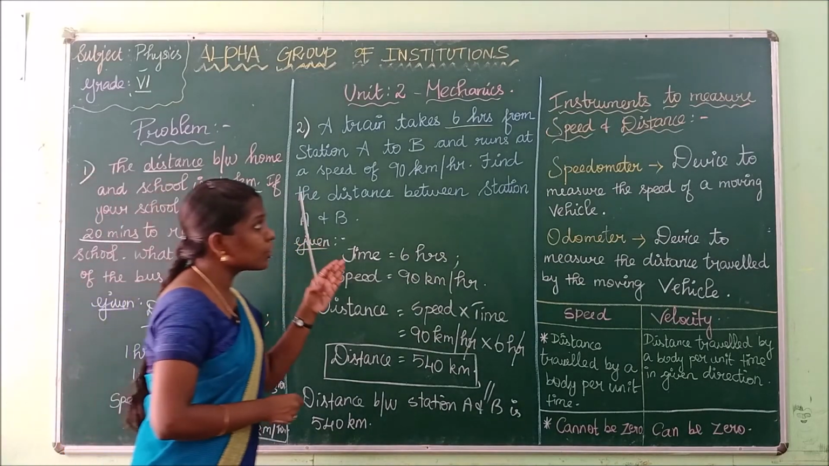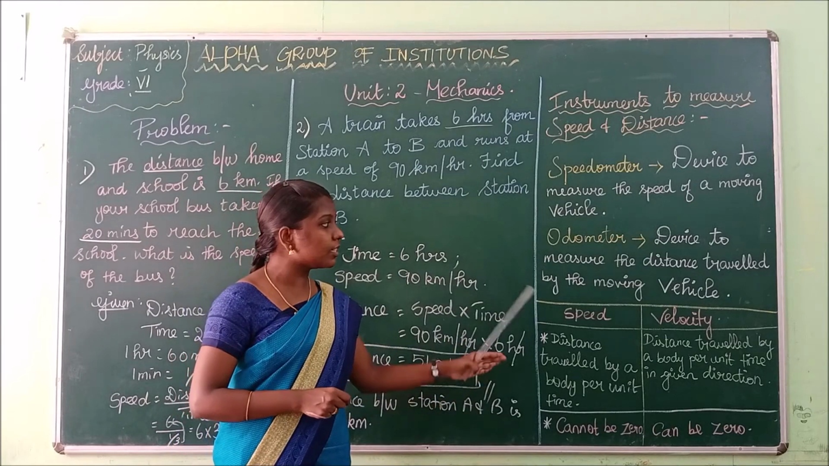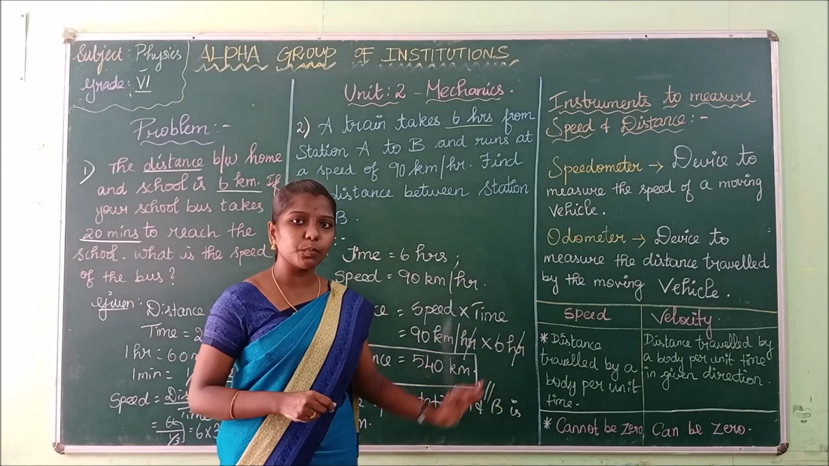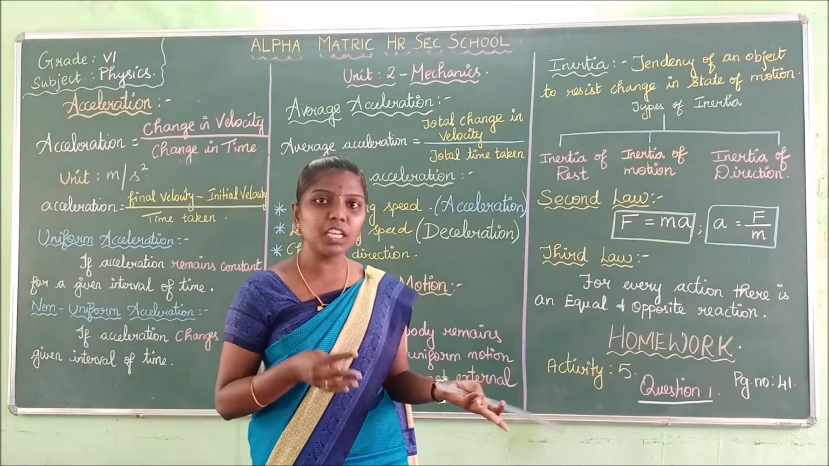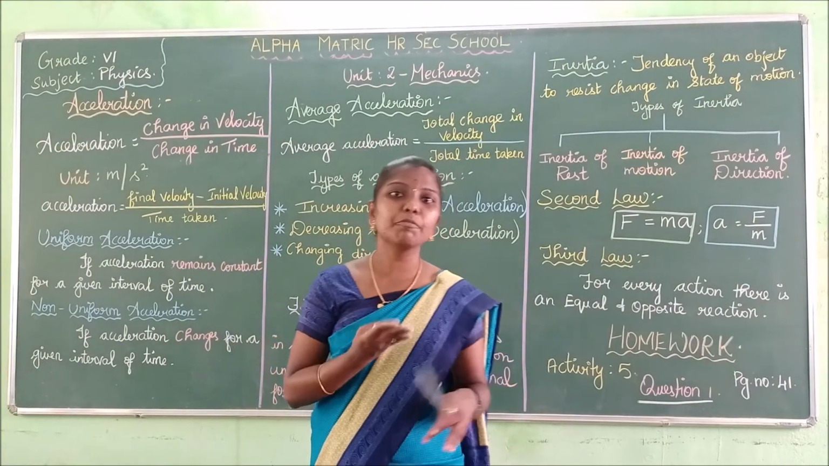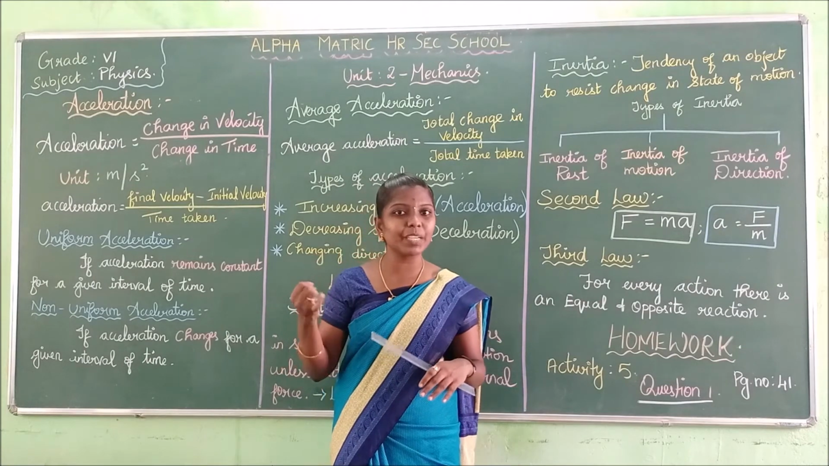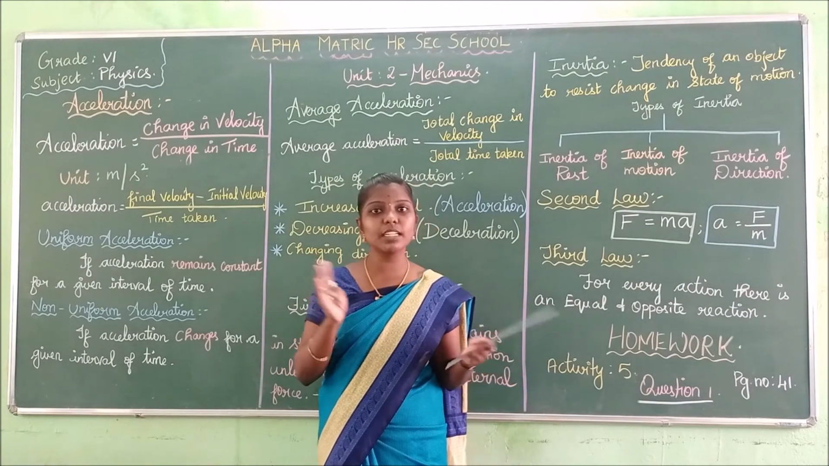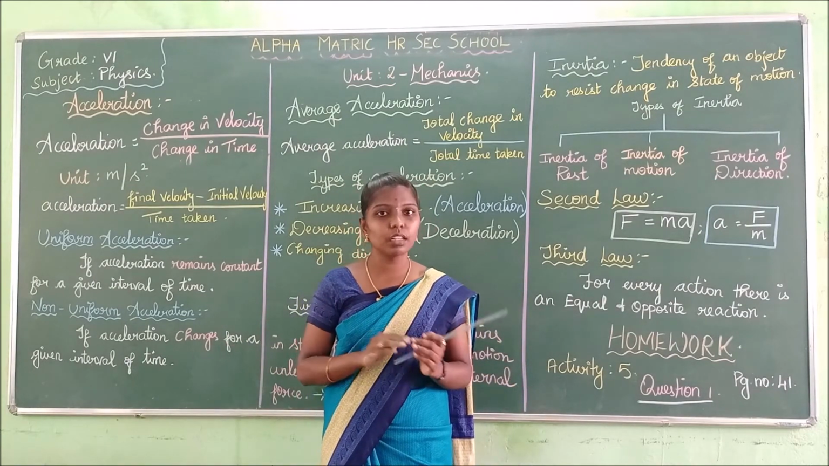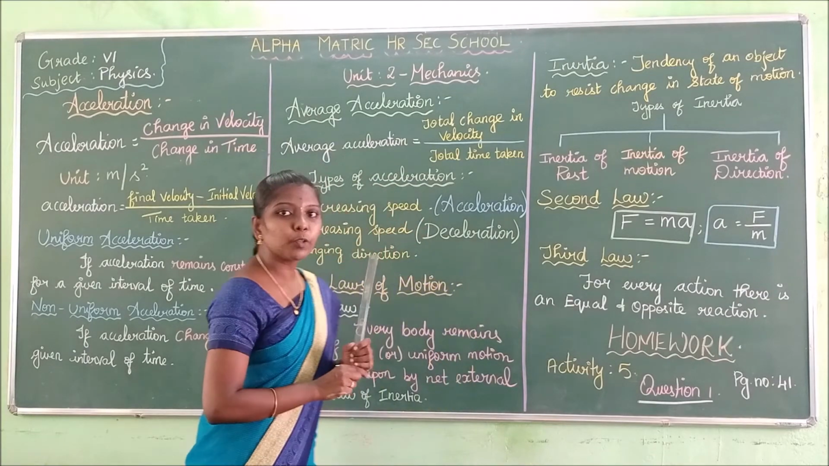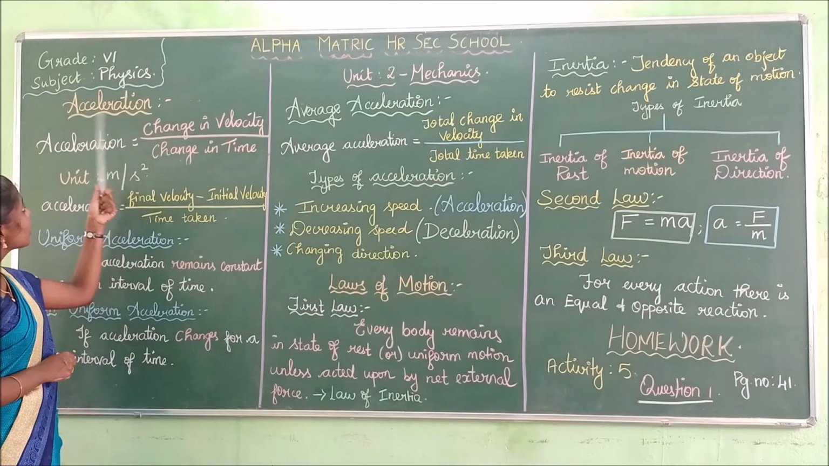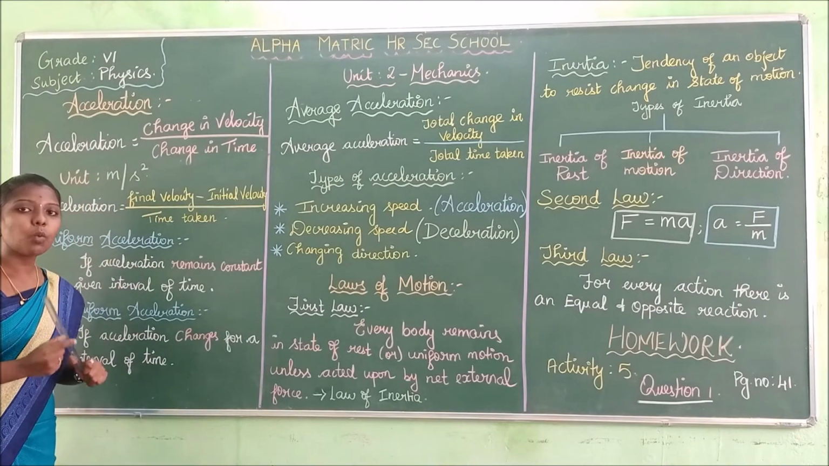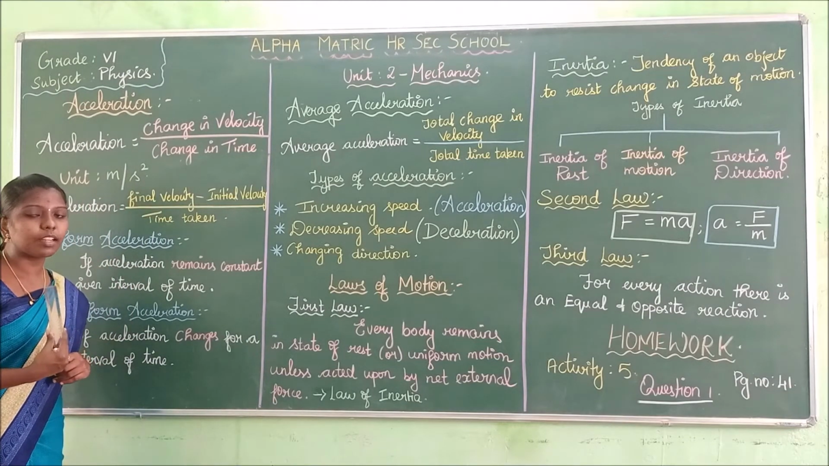Then we have seen various instruments to measure speed and distance, and we have seen difference between speed and velocity. We have seen what is speed, what is velocity, and we have seen the devices to measure speed and distance, and we have seen the difference between speed and velocity, right? Now we are going to see the next topic, acceleration. What is meant by acceleration?